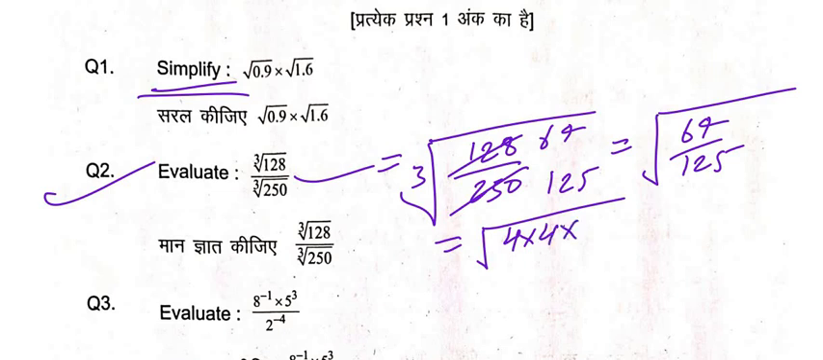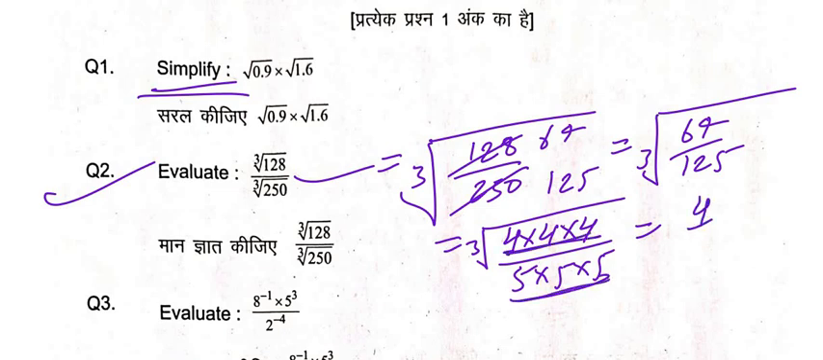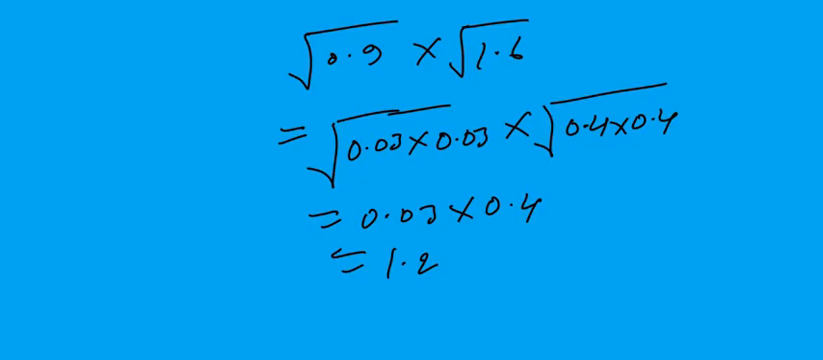So you can write 4 into 4 into 4, and here you will write 5 into 5 into 5. You will get the solution, because it is cube root, so triplets will be required. So 4 upon 5. Either you have to cancel it, or you have to write the prime factors, then also you will get the solutions. So by using prime factors you will get the solution, or by using cancellation you will also get the solution. I am also showing you how to solve it by using the prime factors.